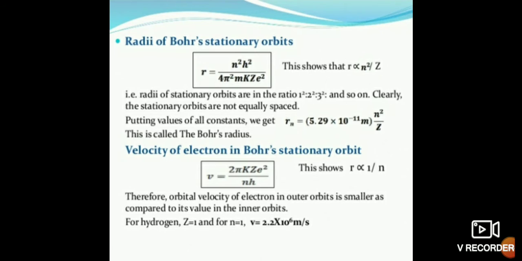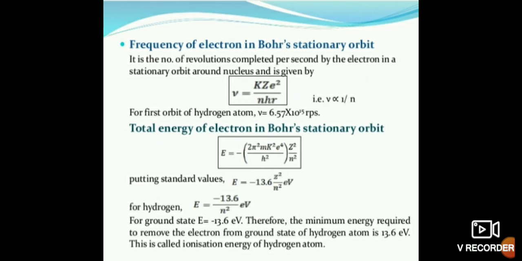Velocity of electron in Bohr's stationary orbit is given by v equal to 2 pi k z square upon nh. This shows v is directly proportional to 1 upon n. Therefore, orbital velocity of electron in outer orbits is smaller as compared to its value in the inner orbits. For hydrogen, z equal to 1. Therefore, v equal to 2.2 into 10 raised to power 6 meter per second.